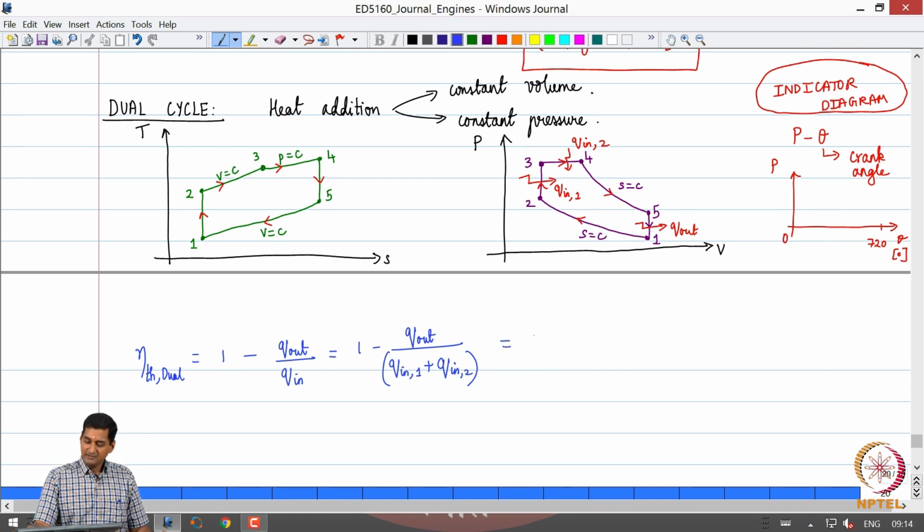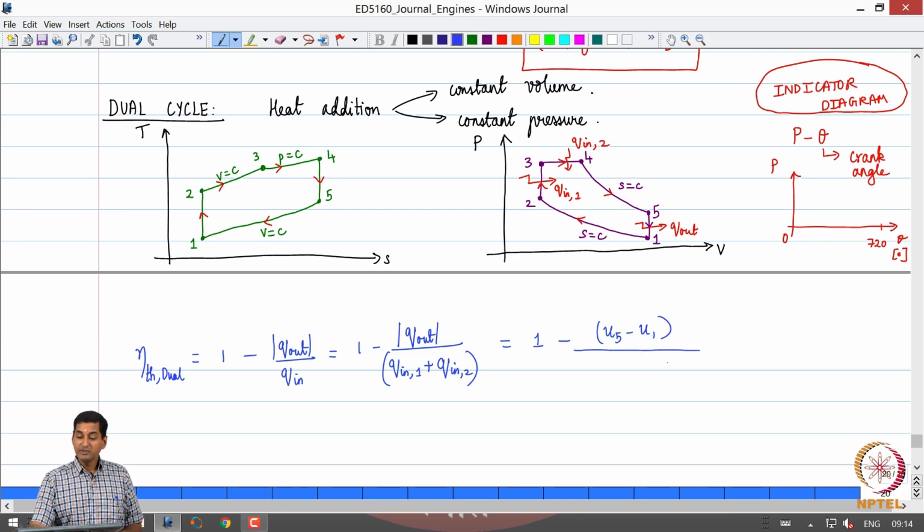Now, from the last class's analysis, we know how to write the expressions for Q out. So, let me put the magnitude to be consistent. So, we are going to look at the magnitude of Q out. Okay. So, we already know how to do this analysis, right. So, let me directly write the expressions. So, what do you think will be Q out now? It will be U5 minus U1, correct.